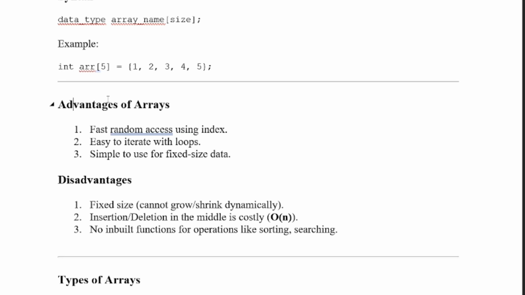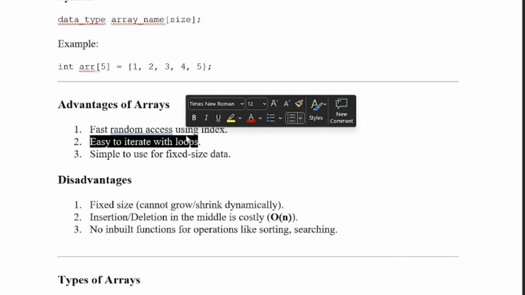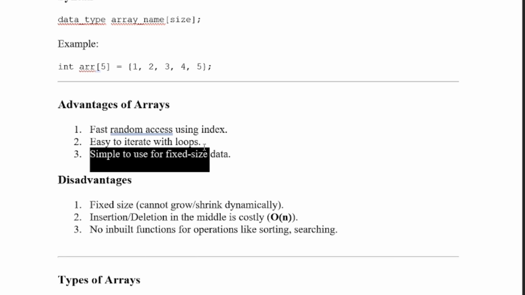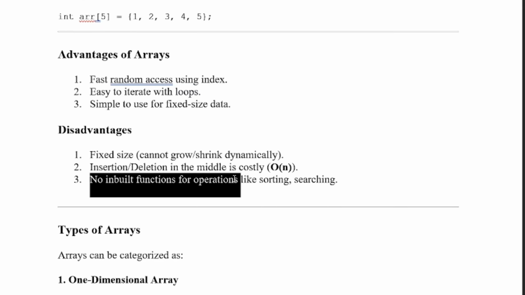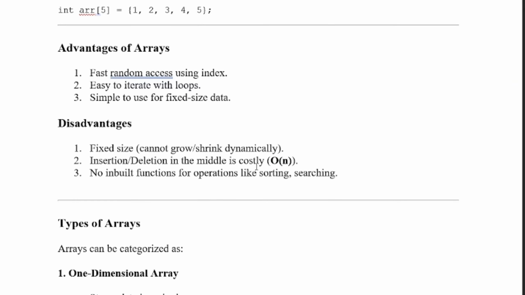So now we come to the advantages of array. First is random access using index, second is easy to iterate with loops, and simple to use for fixed size data. And here are the disadvantages of array. First is fixed size, so it cannot grow or shrink dynamically. And second, insertion and deletion in the middle is costly, Big O of n, and there are no inbuilt functions for operations like sorting and searching. So these are the disadvantages of array.